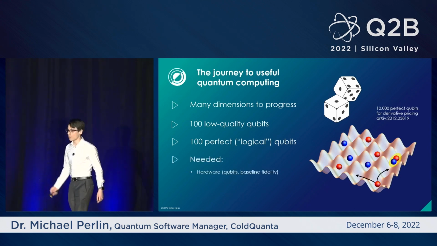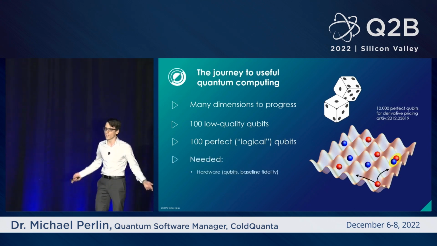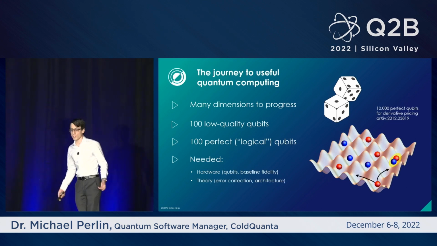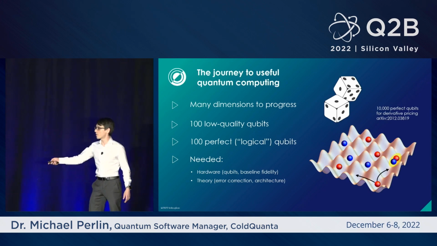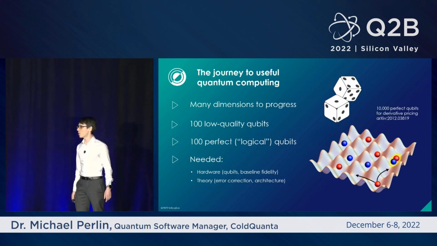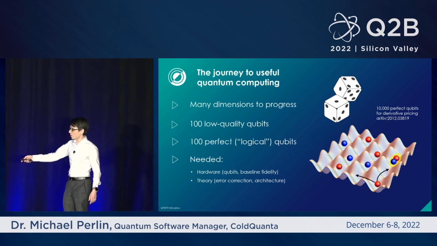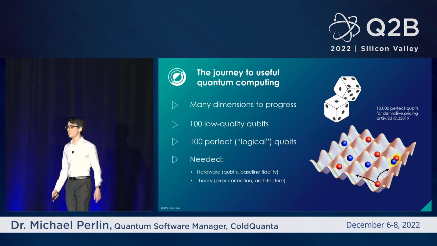So what do we need to get here? Well, yes, we need more qubits. We need better fidelities. I like to remind people there's a lot of theory work to do before we get to useful quantum computing. This is theory work in designing better error-correcting codes. This is theory work in designing computer architectures at scale.